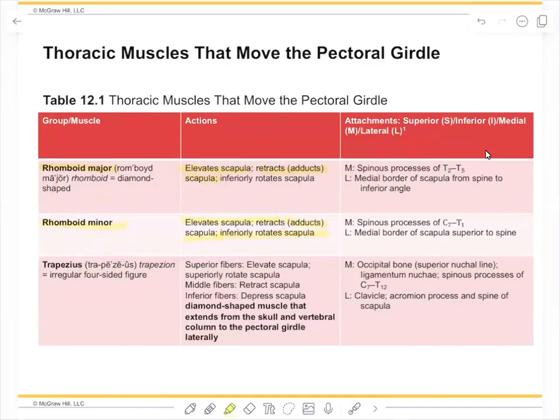And the final muscle that's actually listed on this chart is the trapezius muscle, so named because it looks like a trapezoid. It's on the posterior surface, but we can see a little bit of the anterior surface when we look at the anterior position of a muscle model. It elevates the scapula, retracts the scapula, and depresses the scapula. So the description of the trapezius is that it's a diamond-shaped muscle that extends from the skull and vertebral column to the pectoral girdle laterally.